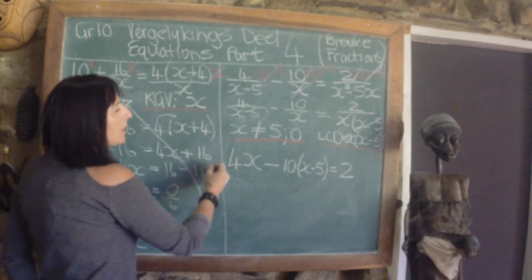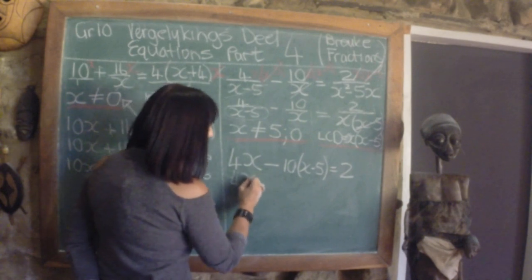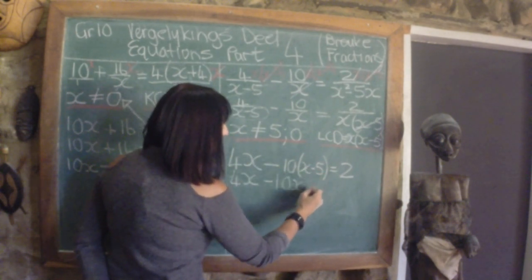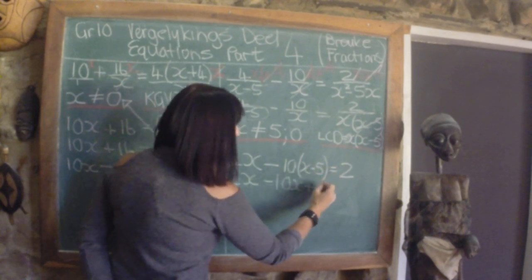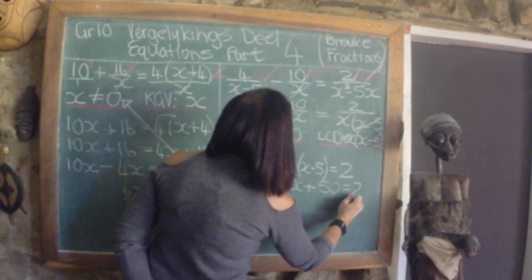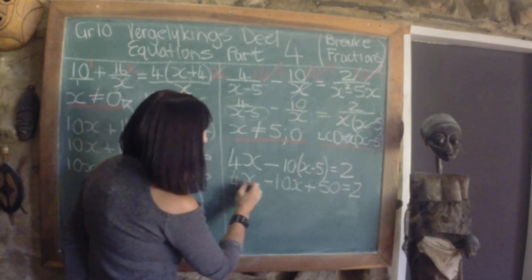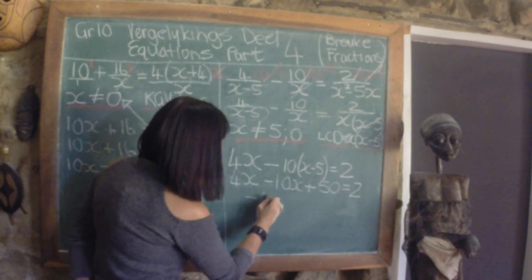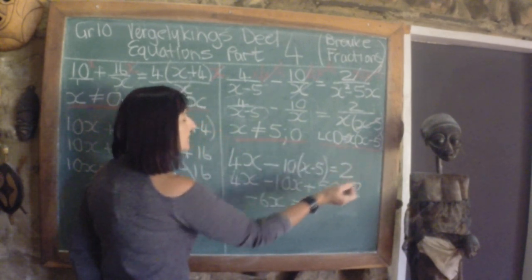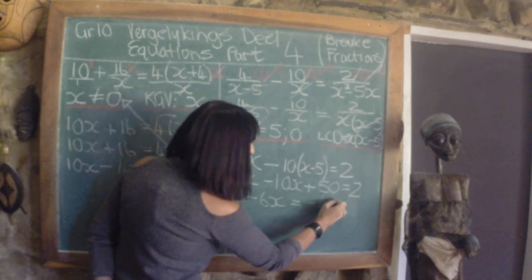Nou het ek 'n mooi maklike lineêre vergelyking. Ek kan my hakkie uitmaal. 10 maal x is 10x. Minus maal 'n minus is 'n plus. 10 maal 5 is 50. Is gelyk aan 2. Kan ek gaan sê 4x minus 10x is minus 6x. En 2 minus 50, if you take the 50 to the other side of the equals 2, it's minus 48.